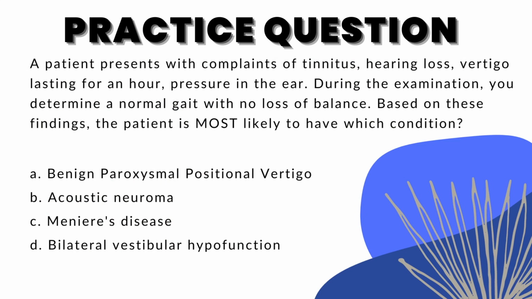We'll skip down to bilateral vestibular hypofunction, which presents with oscillopsia, which is visual blurring with head movements, and gait ataxia, but you observe normal gait, so this is not the correct answer. So going back, what is Meniere's disease? It actually does fit this full picture. It presents with tinnitus, hearing loss, vertigo lasting longer than 30 minutes, and they report pressure in the ear. So C is the correct answer, Meniere's disease.